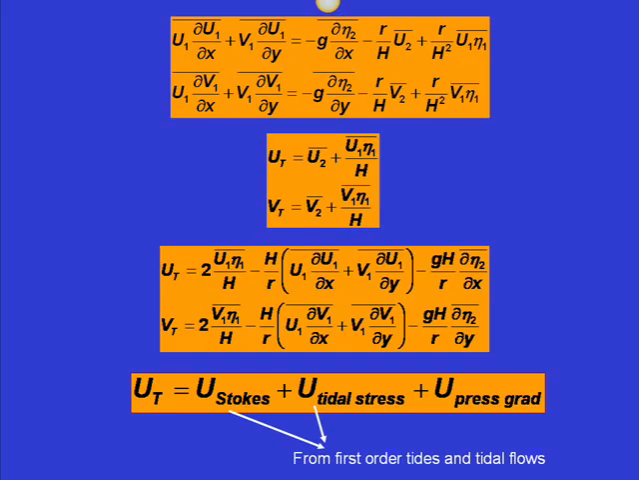Well, before we go there, notice that the Stokes and the tidal stress terms, these two terms, come from the first order tides and the tidal flows. So they all have a sub-index 1. From the first order solution, you can derive those two terms. The most challenging term is the last one on the right-hand side, because it's a second order term. How do you determine these terms? How would you determine it? Any suggestions?